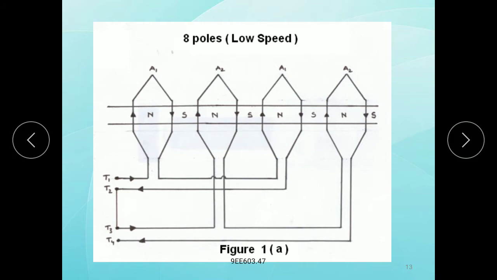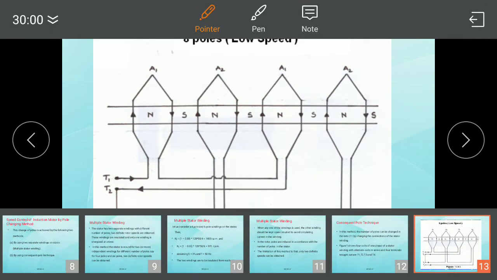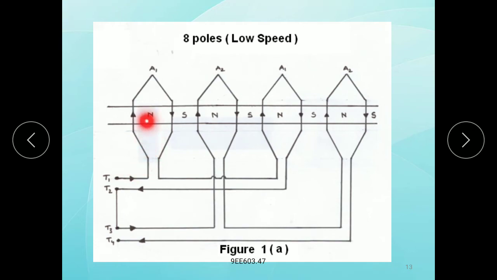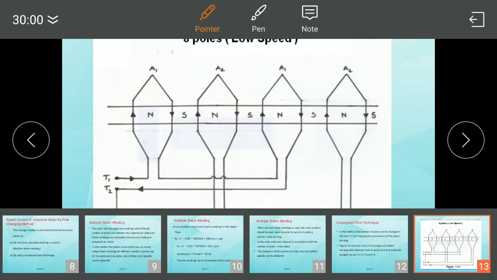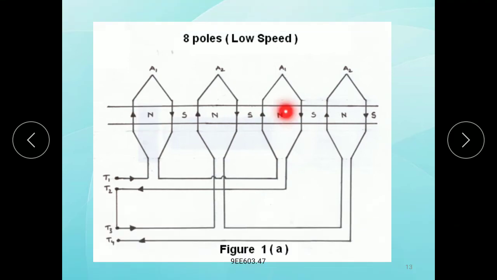Now the coils A1, A2, A3, A4 are magnetized as north, north, north, north, and consequent poles south, south, south, south in between. The connection goes first to third, third to second, second to fourth, with T1 and T4 as the terminals. Here there are 8 poles, low speed.